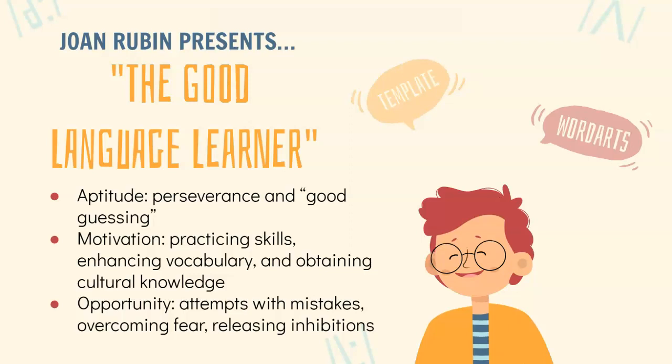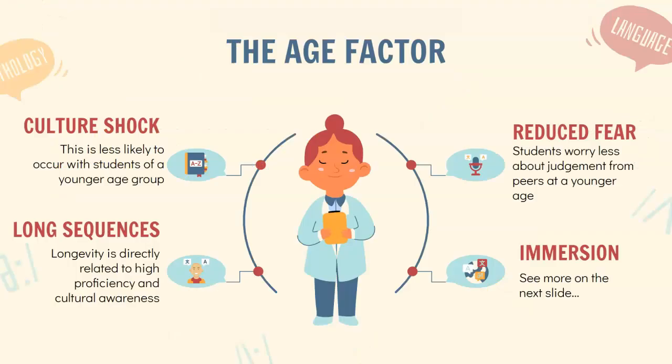And then finally, opportunity. When you have the opportunity to say something, attempt it and see if you make a mistake, overcome the fear. Don't have inhibitions towards things, but also if you have the opportunity to talk to a native speaker, go for it. Take those experiences when you can get them, because that's inevitably, for Joan Rubin, but also for me, what makes you the ideal good language learner. And there's a lot of truth to a lot of things she talks about in her article, and I highly recommend it. And then we have a big one, which is the age factor.